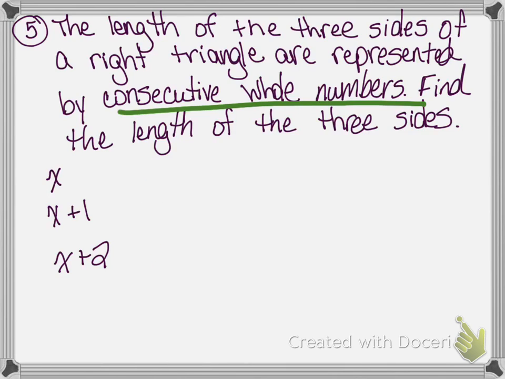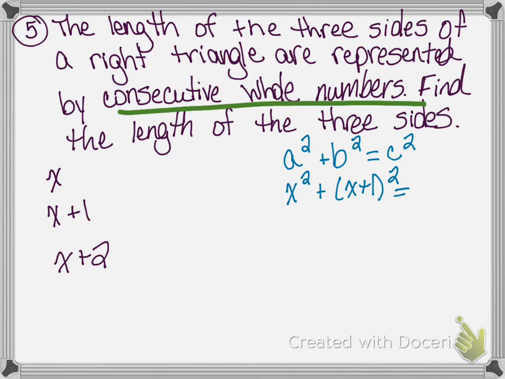Good. Okay, now we're going to use the Pythagorean theorem. The Pythagorean theorem is a squared plus b squared equals c squared. So I have x squared plus x plus 1 squared equals x plus 2 squared. Now, the other thing that students do is they forget to FOIL. X plus 1 and x plus 2, each of those are being squared. So I've got to FOIL those.